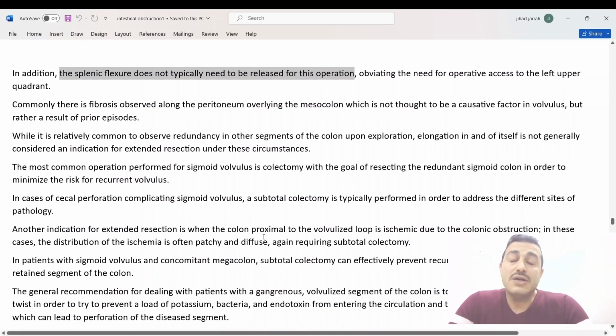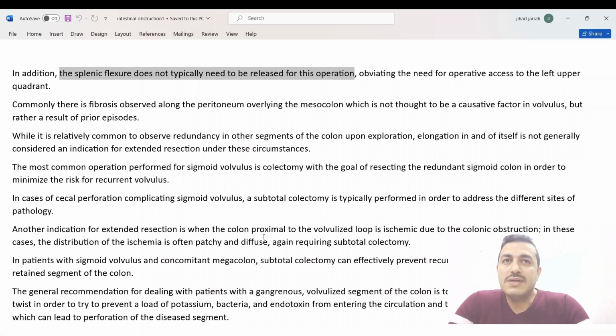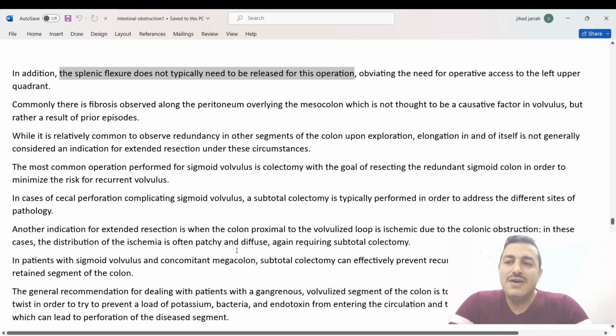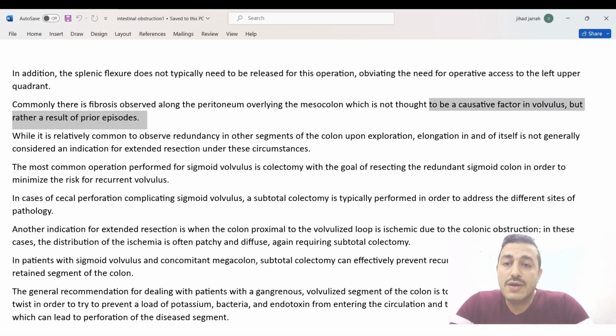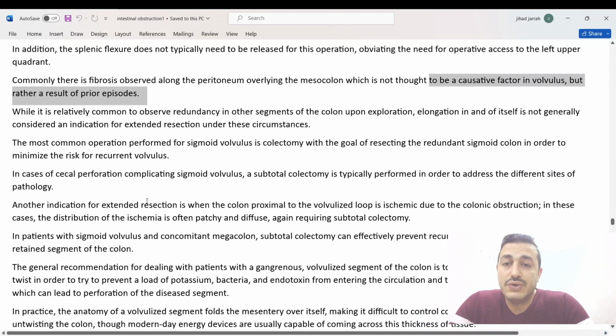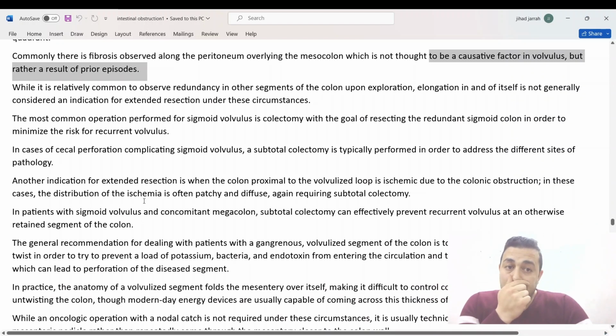Commonly, intraoperatively, we will see fibrosis in the mesentery. This doesn't mean that this is the cause of the volvulus. Actually, this is the sequela of the volvulus. As you can see, it's not the causative factor of the volvulus, but it's the result of repeated volvulus. We will find fibrosis along the peritoneum and mesentery.